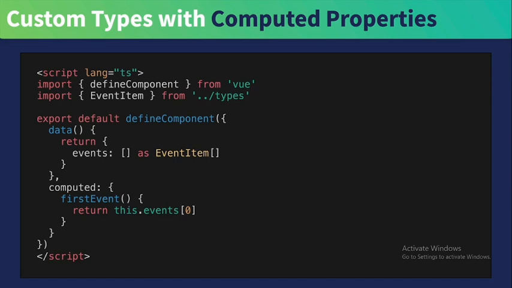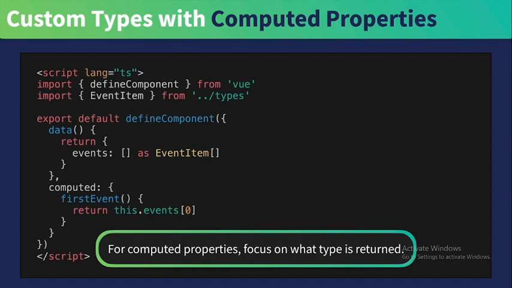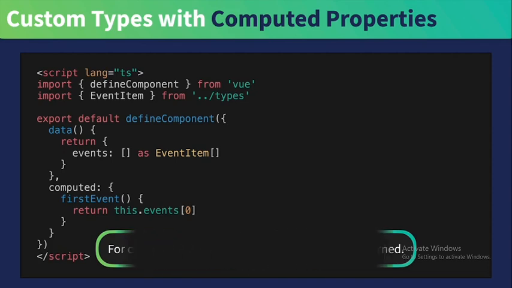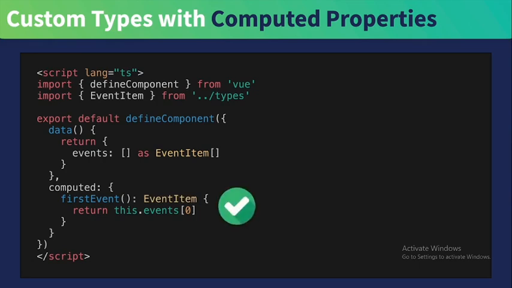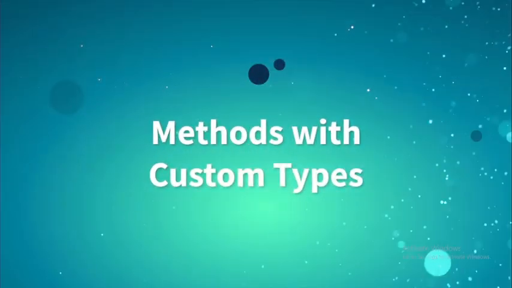But what about computed properties? Well, when it comes to computed properties, the key thing to remember is to focus on typing what is returned. So in this case, our first event property wants to actually return an event item. So all we have to do to type that is to add our colon, and EventItem, and believe it or not, you've now properly applied a custom type to your computed property. And that's all there is to it. Let's go ahead and address methods with custom types now.